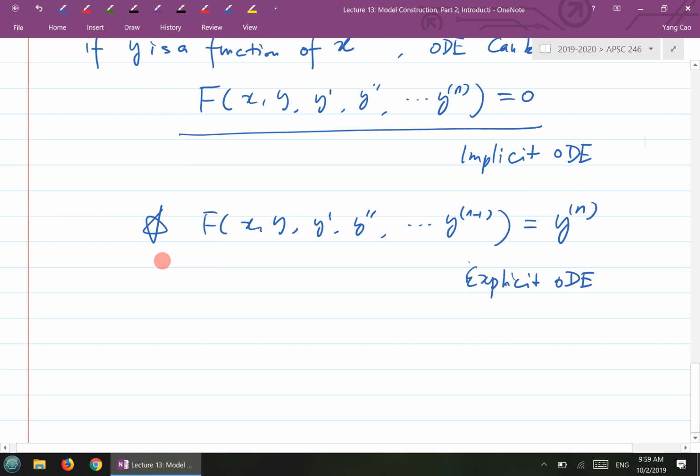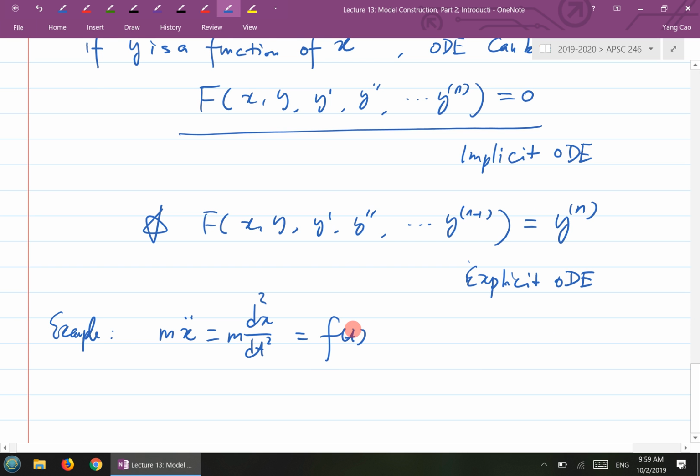So I'll give you a couple of examples here. For example, if you have m x double dot, or m d²x over dt², equal to the external force F, this is essentially Newton's second law, right? You apply a force to a point mass m, with displacement x, so you get this second order differential equation. So this is the ODE, and this is also an explicit ODE.